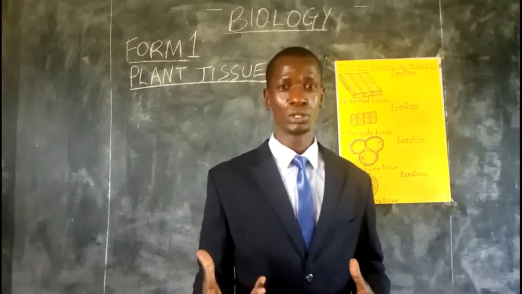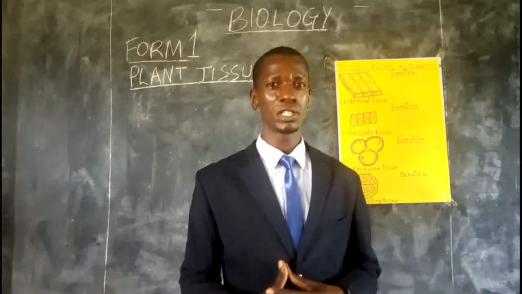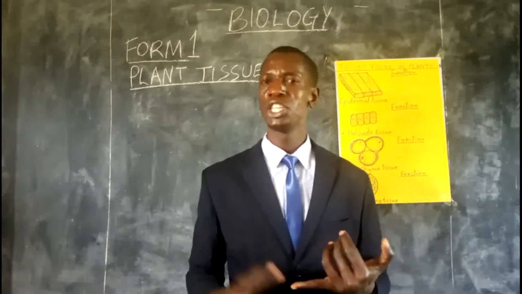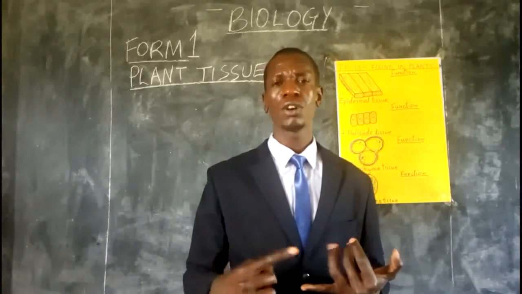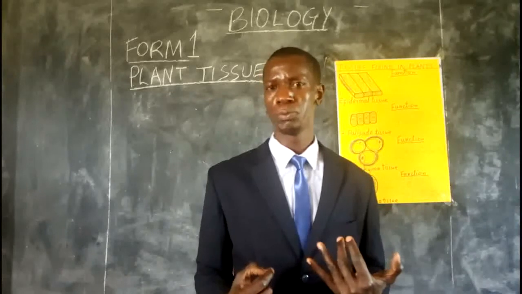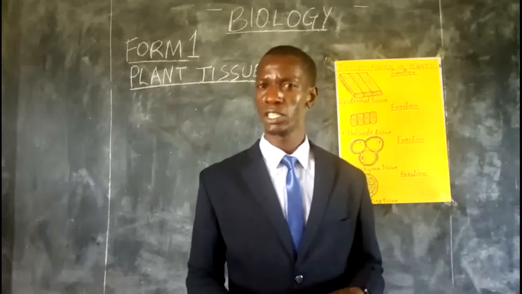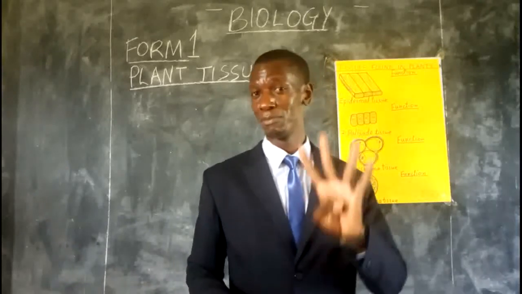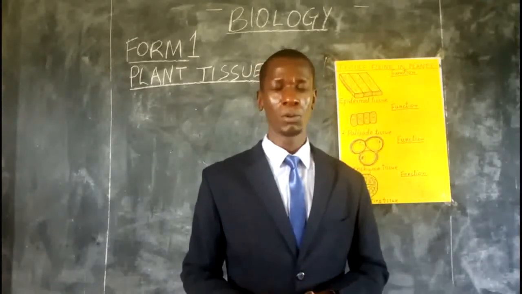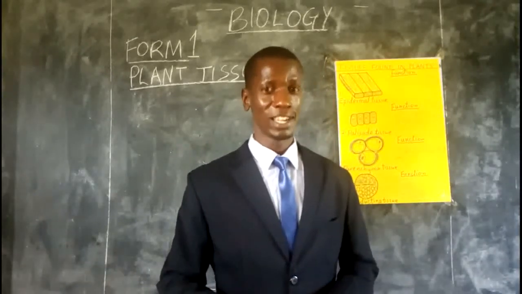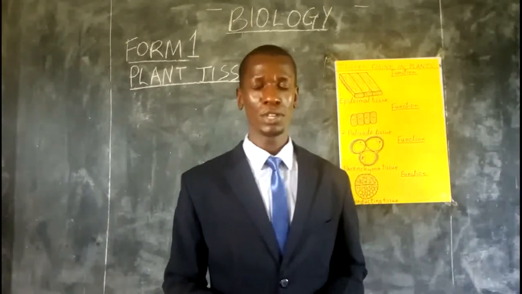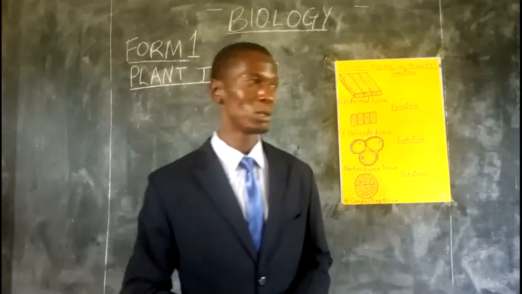And just to introduce them before we get into this and learn whatever is on this chart, we have the Palisade tissue, we also have the epidermal tissue, and we have the conductive tissue as well as the parenchyma tissue. I've mentioned 4, remember. So let's have a look at these and check on what is on this chart so that you can see how they look. Okay, let's have a look at it.